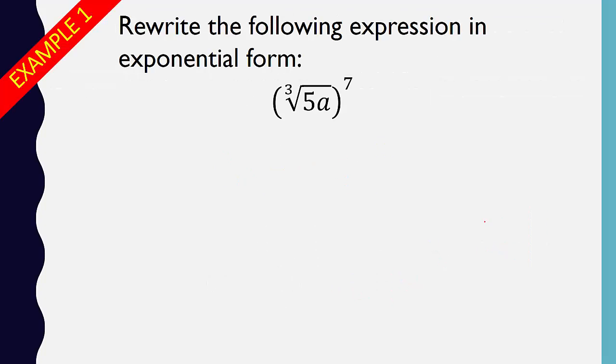So for the first example, rewrite the following expression in exponential form. Well, this one's fairly simple. We've got our 7. We have this 3 right on the radical there, and we're going to just scoot it out to here and get rid of that radical. Now, the thing to keep in mind here is that you need to do one very important thing. Notice how we have 5a underneath the radicand.